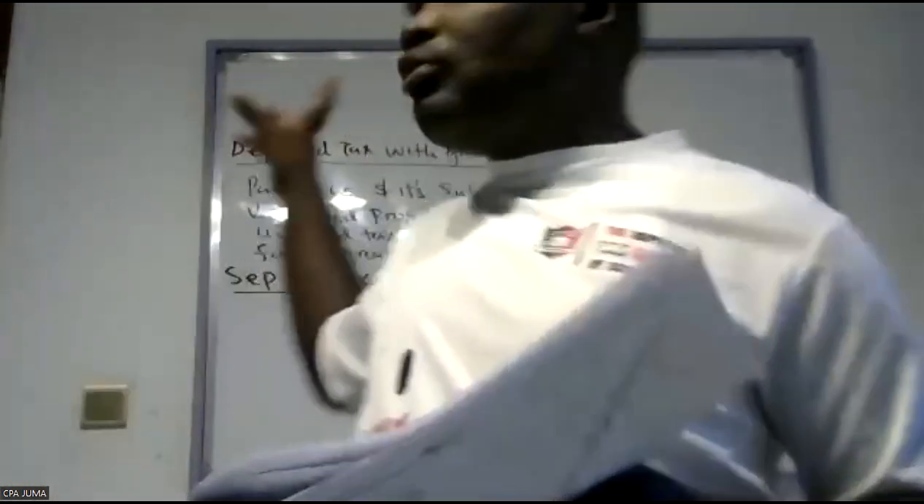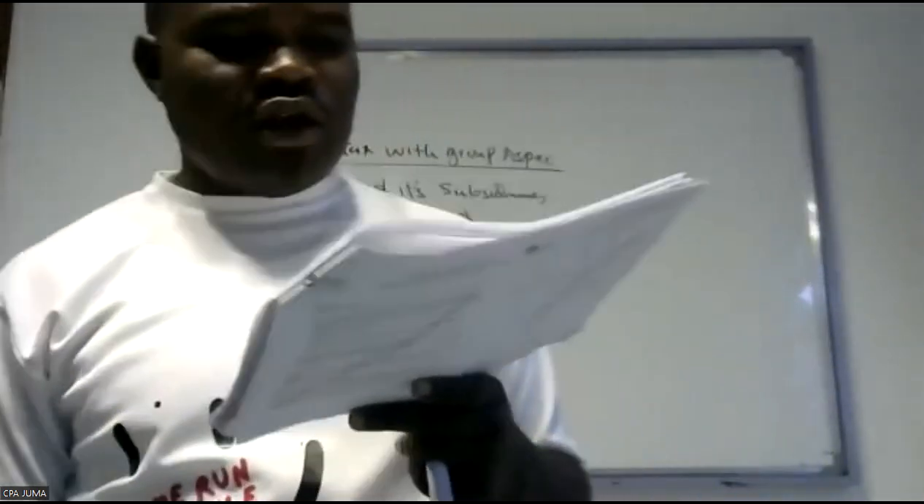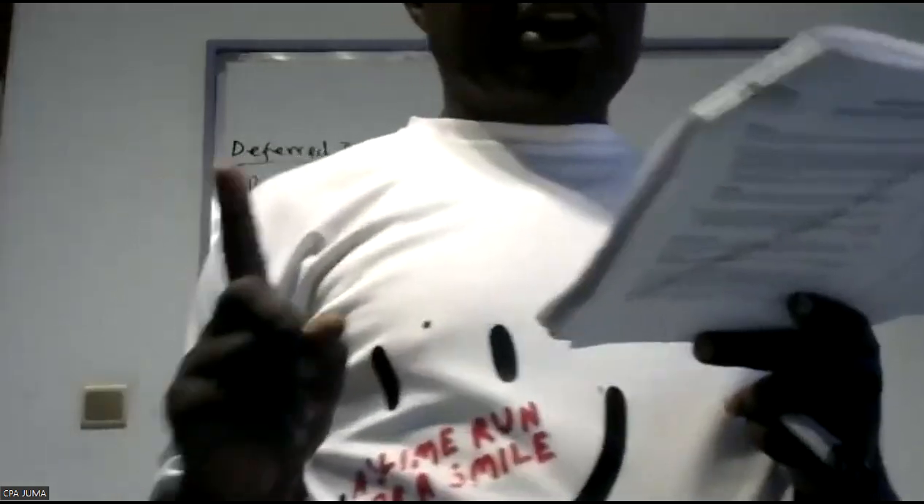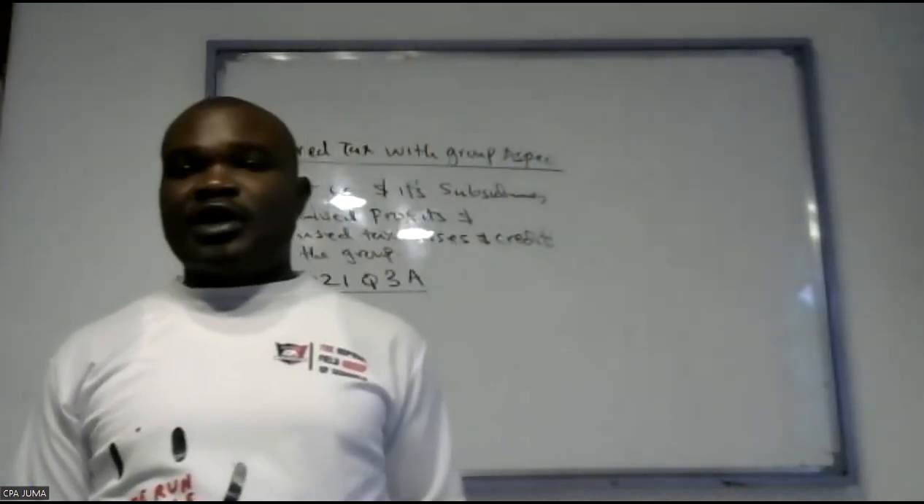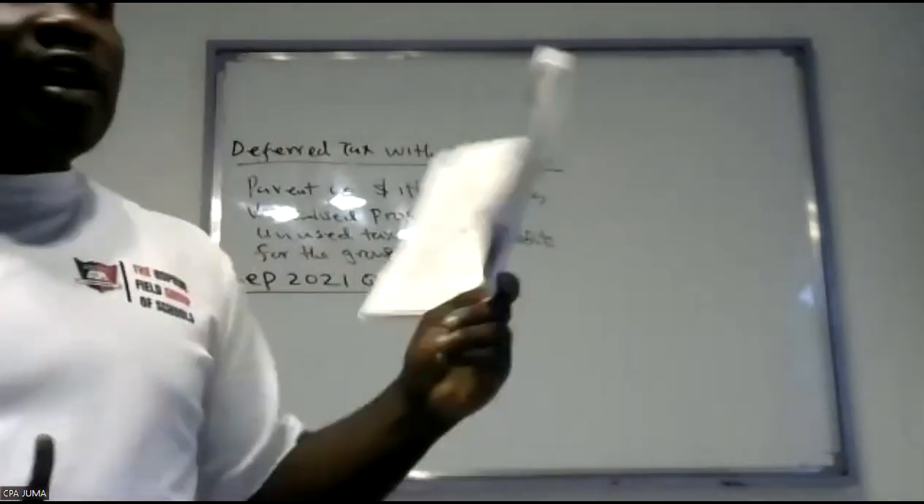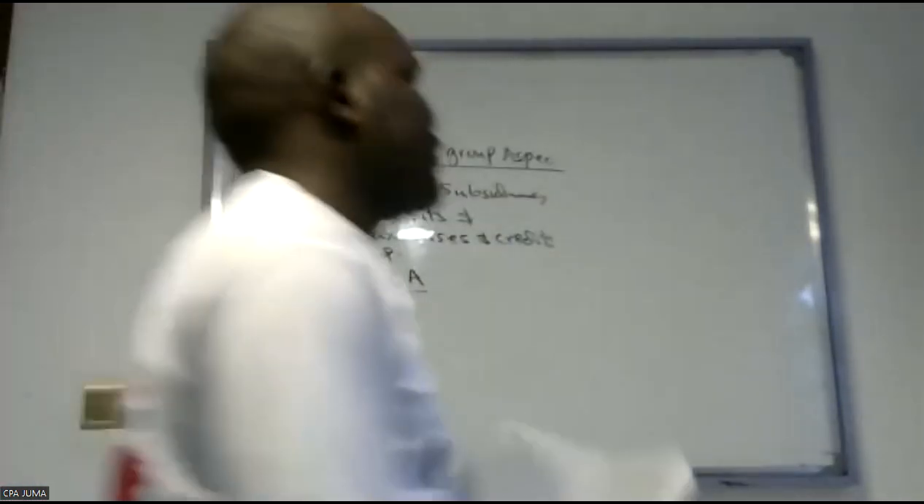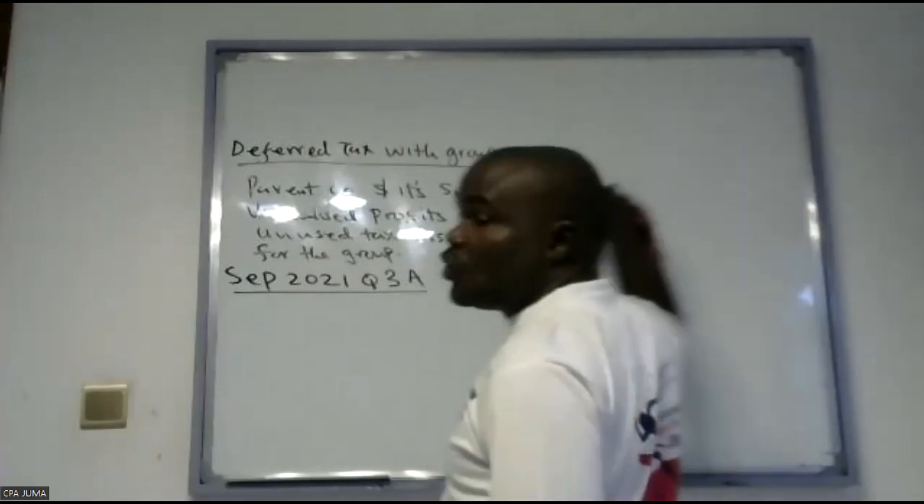Where it says required, we check what they want, we can have our schedule, then we start posting. Required: determine the deferred tax asset or liability for Huruma Group as at 31st March 2021 in conformity with IAS 12 on income taxes. So for you to determine the deferred tax, of course, you must get the temporary differences first. So let's have our schedule. We get the temporary differences, then we can calculate those deferred taxes.